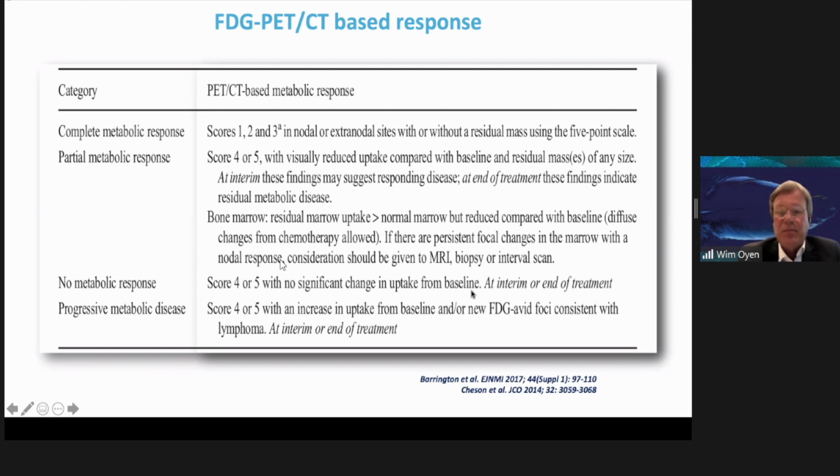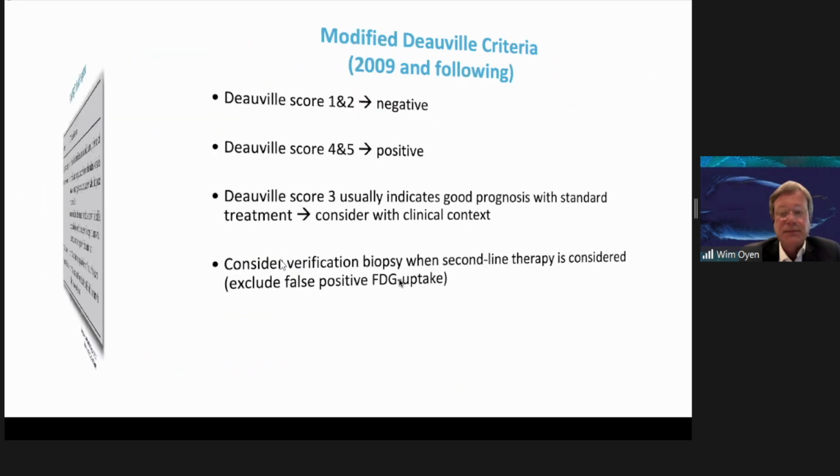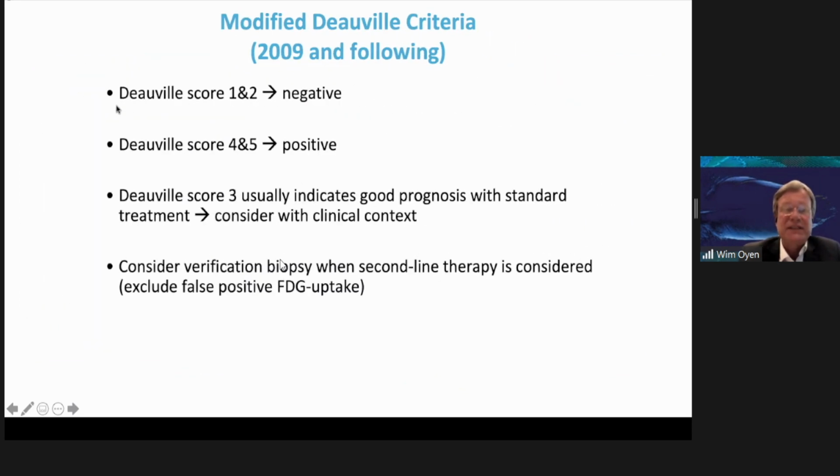the uptake from baseline. It can be at the interim, so during treatment, or after completion of treatment. Progressive metabolic disease is a score of 4 or 5 with increased uptake from baseline and/or new lesions consistent with lymphoma. Can also be scored at the interim or the end of treatment. So the take-home message is Deauville score 1 and 2 is negative. Deauville score 4 and 5 is positive. Deauville score 3 is sort of intermediate, but it usually indicates a good prognosis with standard treatment.